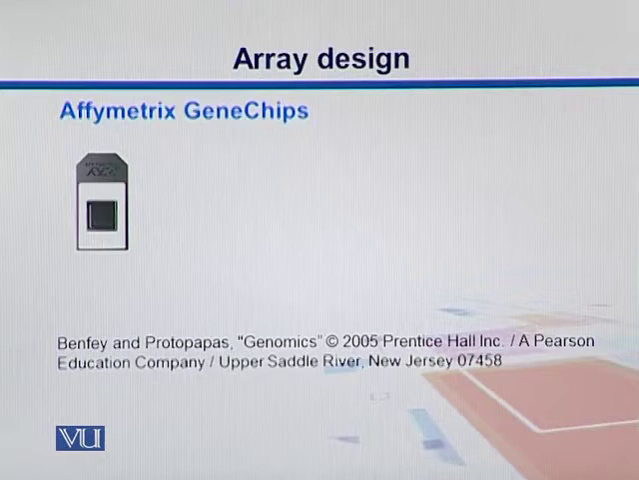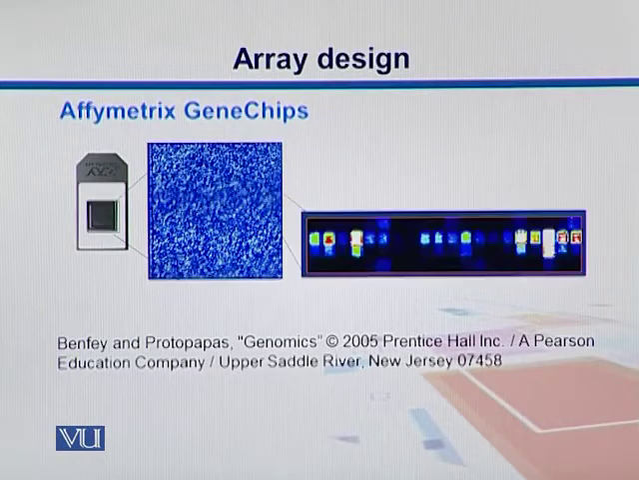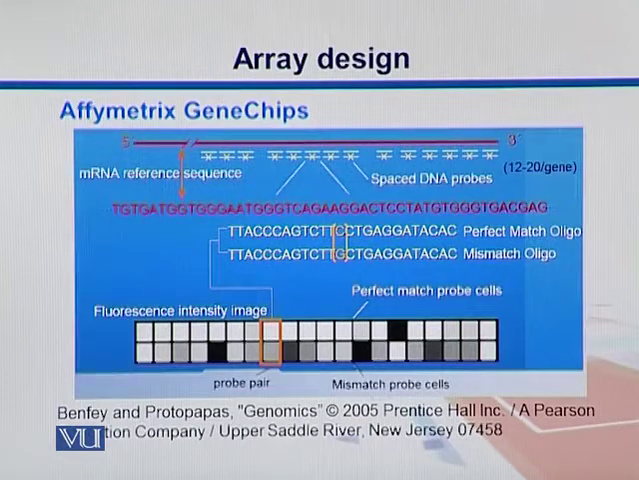Here is the chip that looks like this. The probes are present in two layers. This diagram shows a little detail about how these probes are prepared. We have 12 to 20 per gene. They may cover the whole gene, but mostly they take the important regions of those genes. We take that messenger RNA, and down below you can see we have a match oligo, and then a mismatch where just one nucleotide is mismatching.